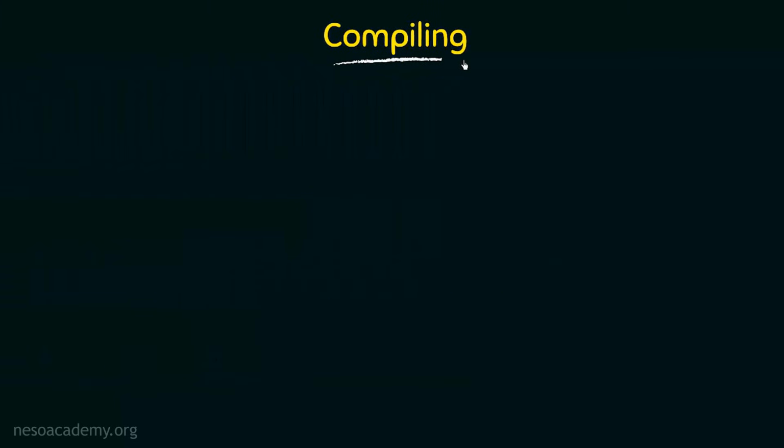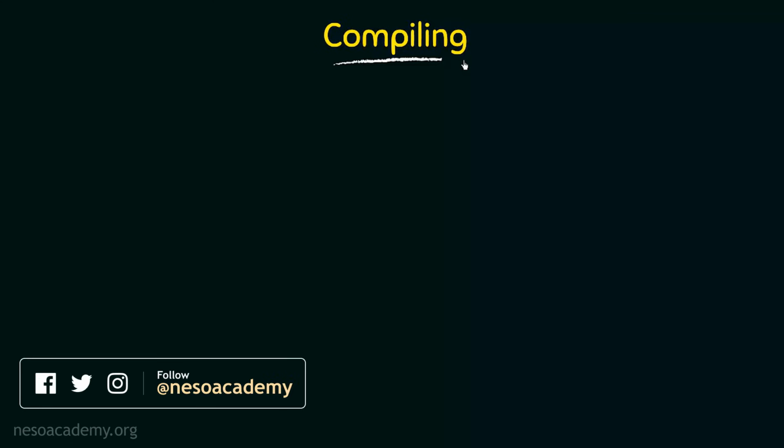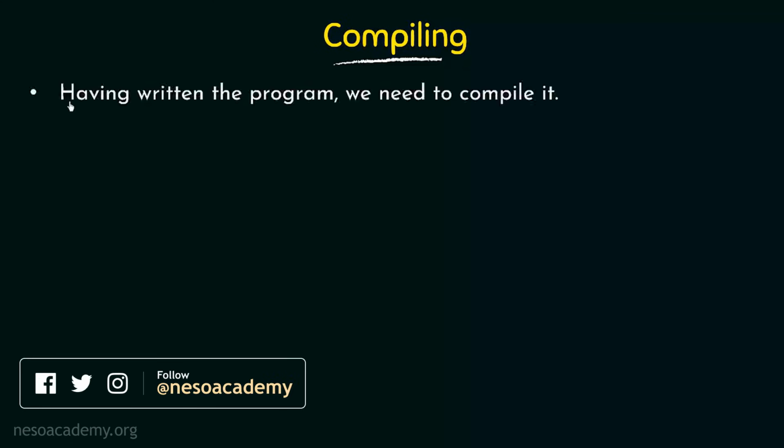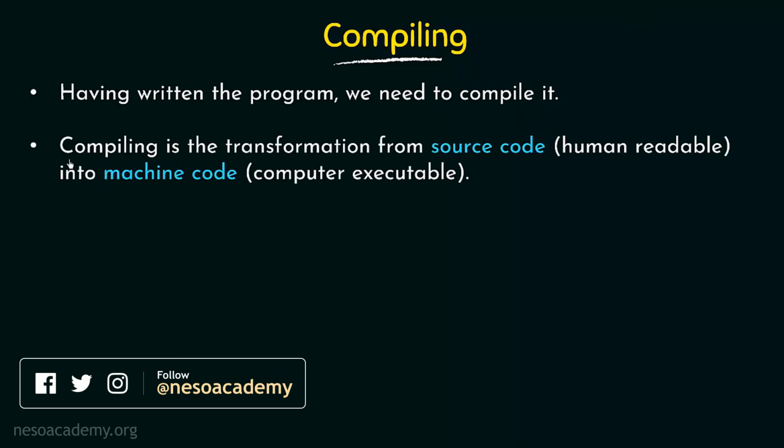Talking about compiling, we have already discussed what compiling is in the previous lecture. If you have not watched that lecture, I'm just repeating it once more here. Having written the program, we need to compile it. We have to compile any program that we have written before we run it. Now, what is compiling? Compiling is a transformation from source code, that is human readable form, into machine code, which is computer executable code. So compiling is nothing but converting our code from the source code, which is the human readable form in which we have written, to the machine code or the computer executable code. That is what we mean by compiling.